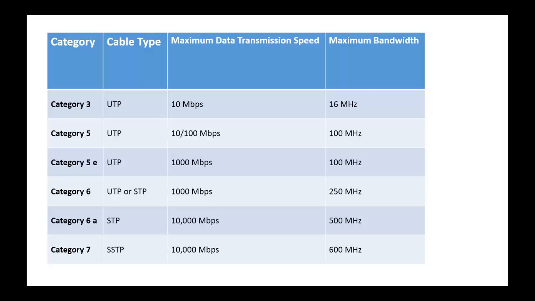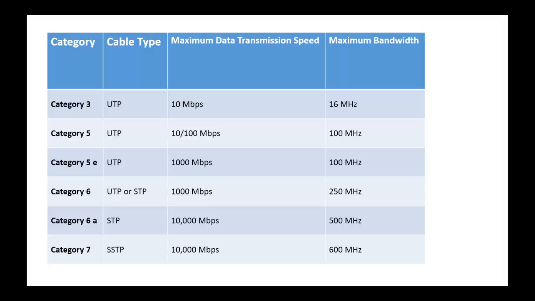It's also known as class F. It's fully shielded cable. You can see under the cable type is SSTP, which means screened shielded twisted pair. It supports a maximum data transmission speed of 10,000 megabits per second.